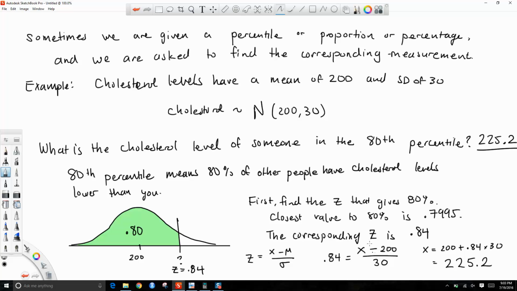So in this case, we first found the z-score that gives me 80%, or the thing closest to 80%. And then once we have the z-score, we convert the z-score into a cholesterol level.